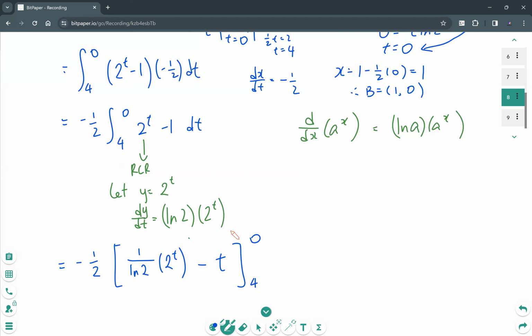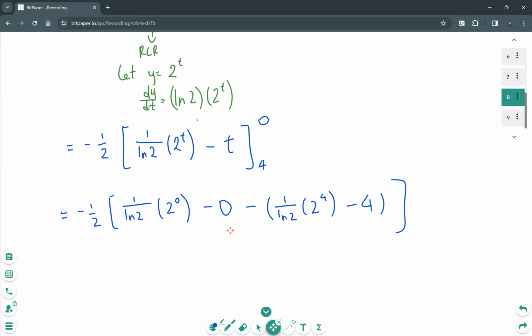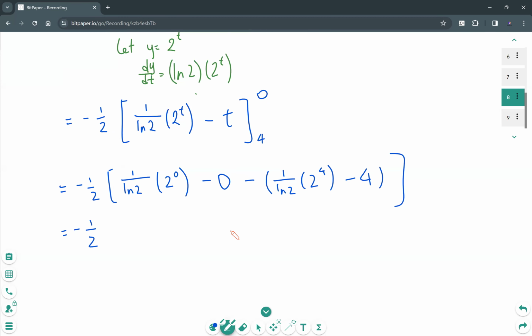Next, we can substitute the limits. If we substitute 0 in there, minus a half, 1 over ln2, 2 to the power of 0. Now 2 to the power of 0 is not 0, so be careful. Do not think, okay, put a 0, cross it out. Minus 0 is gone. Subtract, put a bracket. So 1 over ln2 times 2 to the power of 4 minus 4. Next, minus a half still outside. Then 1 over ln2, 2 to the power of 0 is 1, so I'm left with 1 over ln2. 2 to the power of 4 is 16, so minus 16 over ln2.